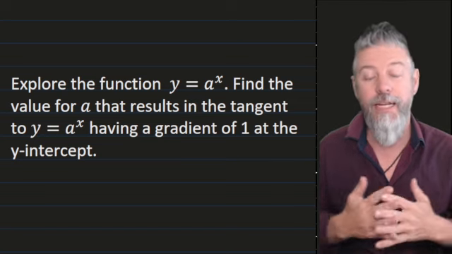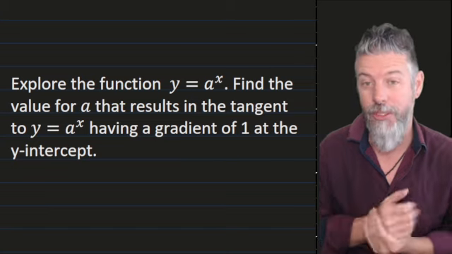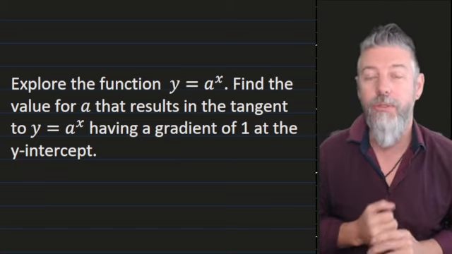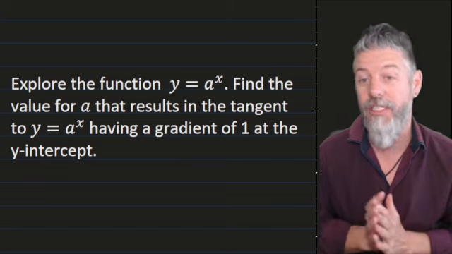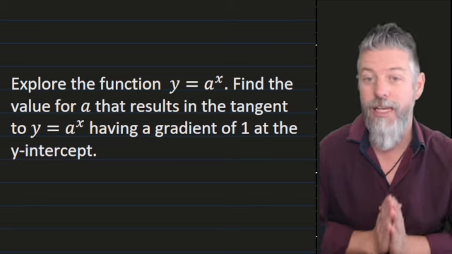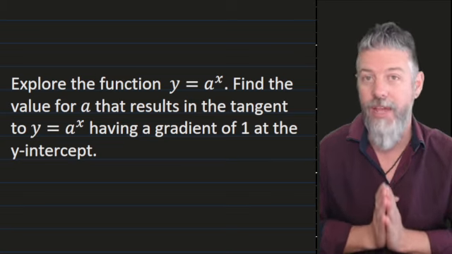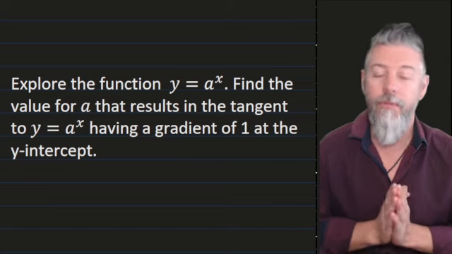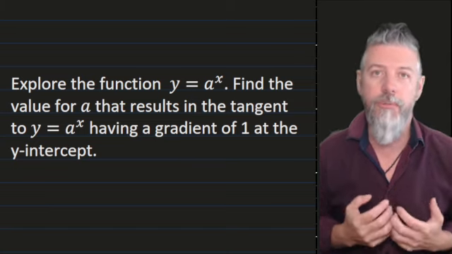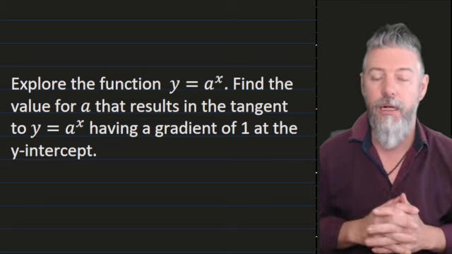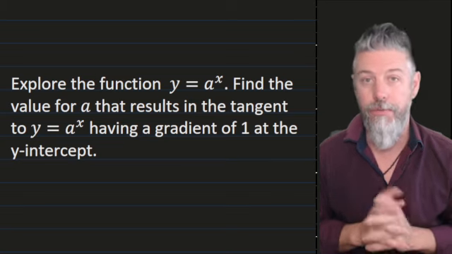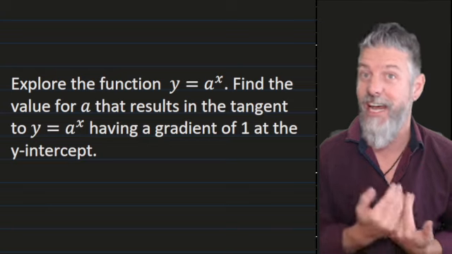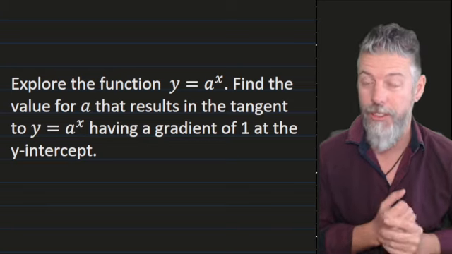So let's look at exponential functions through this question. Explore the function y equals a to the power of x. Find the value of a that results in the tangent to y equals a to the x having a gradient of 1 at the y-intercept. Now, I'm using this question because the syllabus really explores the beginning of exponential functions using this concept of a gradient of a tangent at a y-intercept. So I will fully demonstrate that.